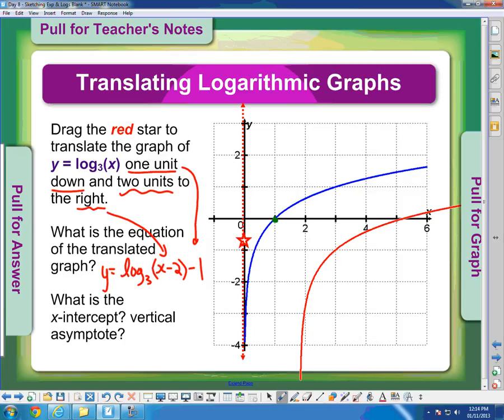Just like in the other one where the horizontal asymptote moves, the vertical asymptote is going to move. So the vertical asymptote is going to move down 1 as well, but you're not going to notice that because this is infinite on both sides. But you are going to notice that it moves right 2. And I should actually have my graph over a little bit. So the vertical asymptote moves to x equals 2 because it's moved right 2.